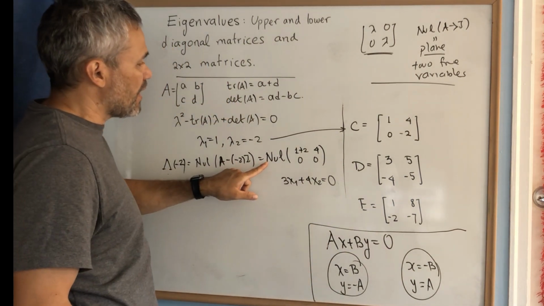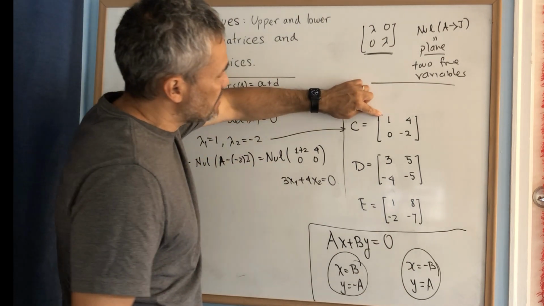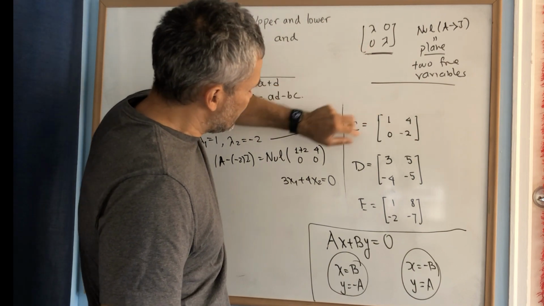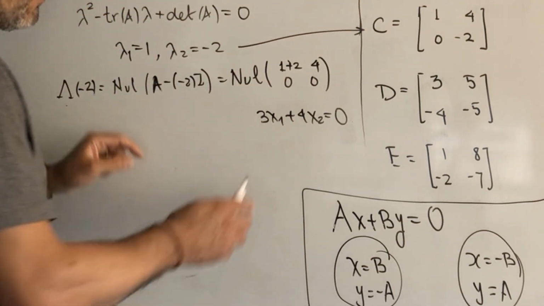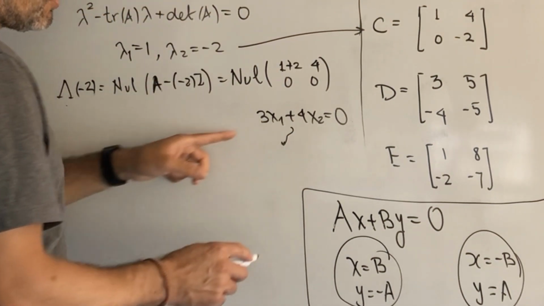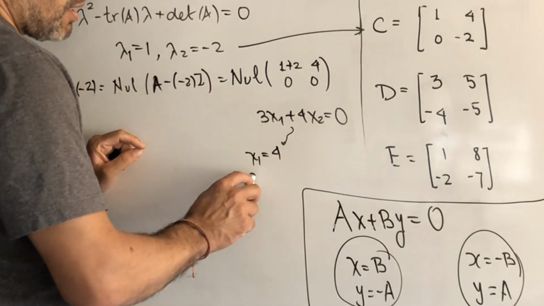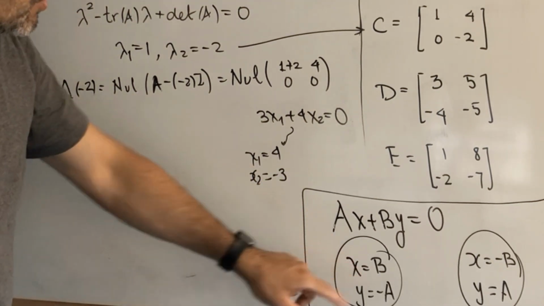Then, if we want to find the null space associated with the eigenvalue -2 of this matrix, since this matrix is different from a multiple of the identity, we know that this null space is going to have only one free variable. And then we just need to find a non-zero solution. We can make x1 equal to 4 and x2 equal -3. I'm doing this choice here.